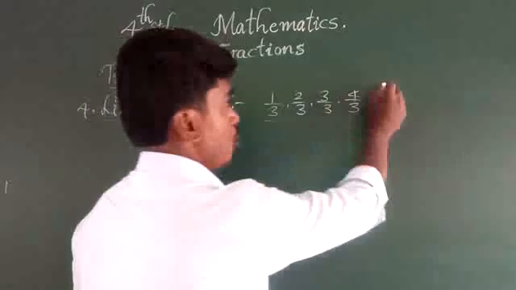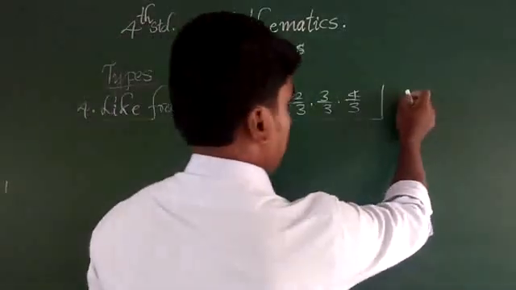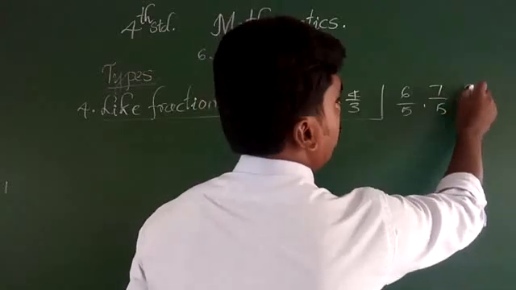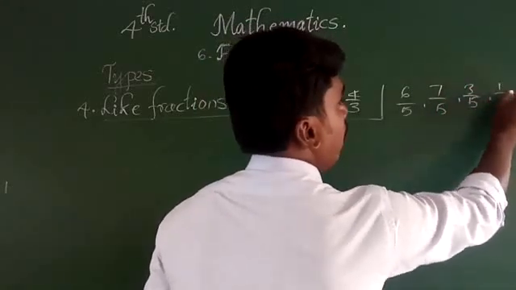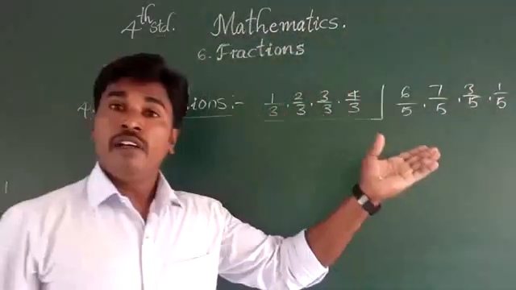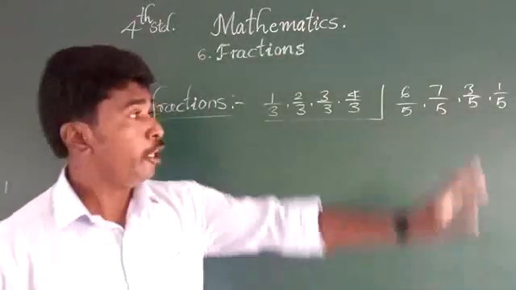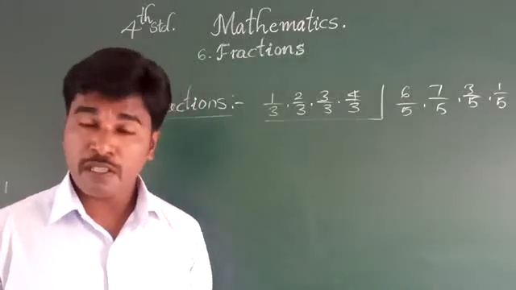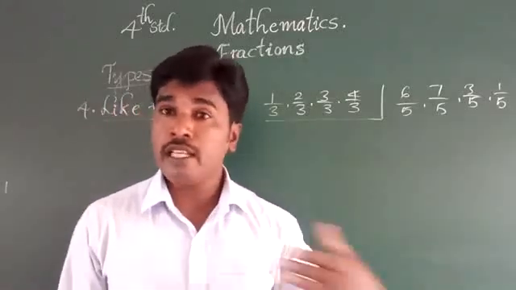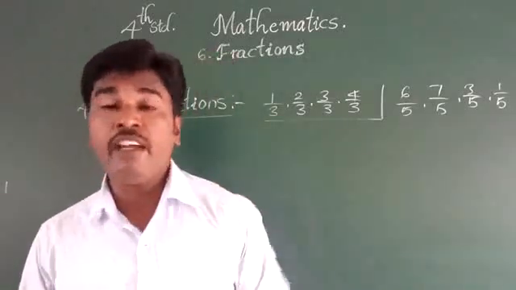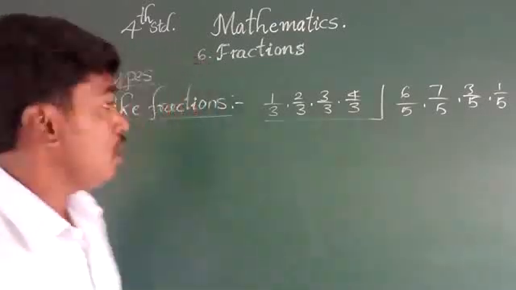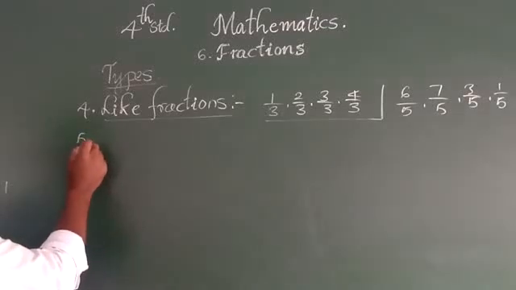One more example you can give: 6/5, 7/5, 3/5, 1/5. These are all like fractions because the denominator remains the same, 5. Fractions whose denominators are the same are called like fractions. Like means same. Next is unlike fractions.